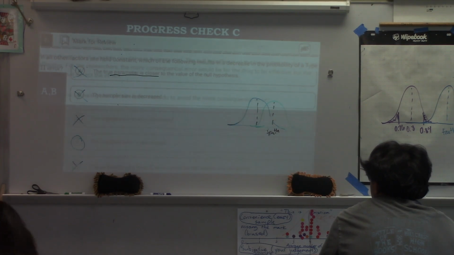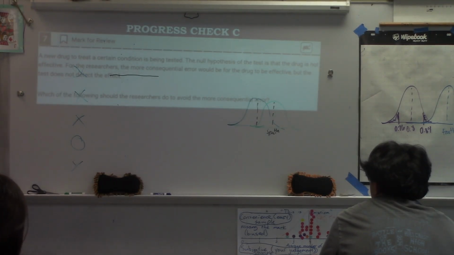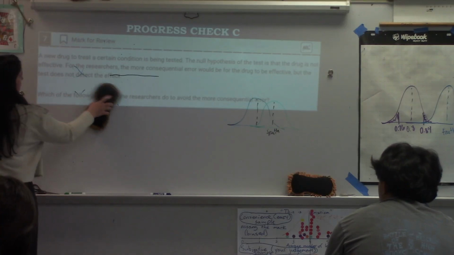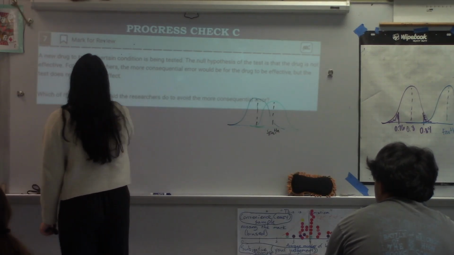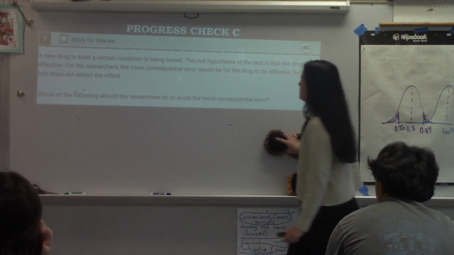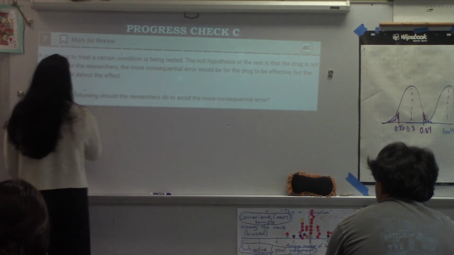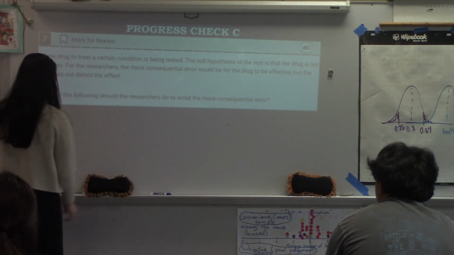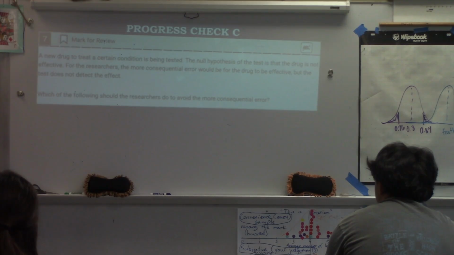Alright. A new drug to treat a certain condition is being tested. The null hypothesis of this test is that the drug is not effective. For the researchers, the more consequential error would be for the drug to be effective, but the test does not detect the effect. Which of the following should the researchers do to avoid the more consequential error?